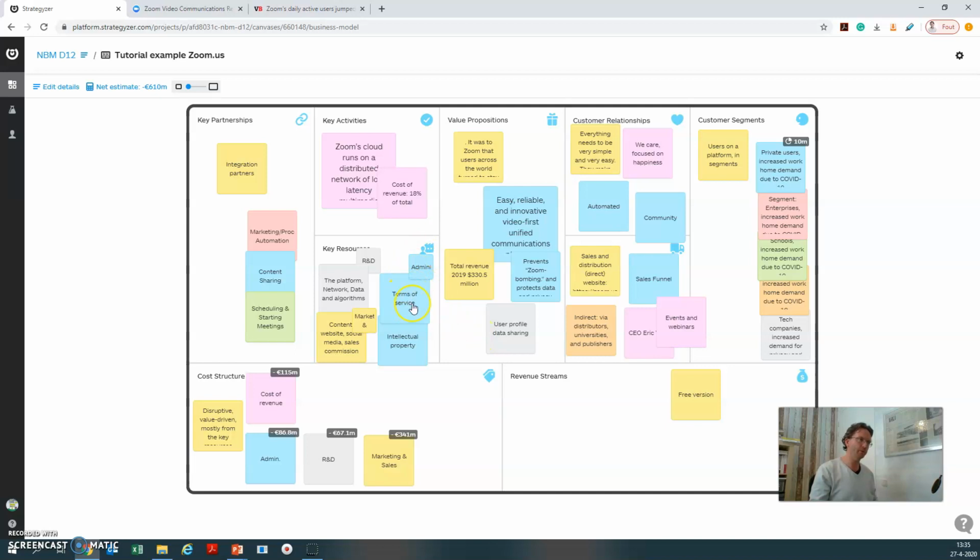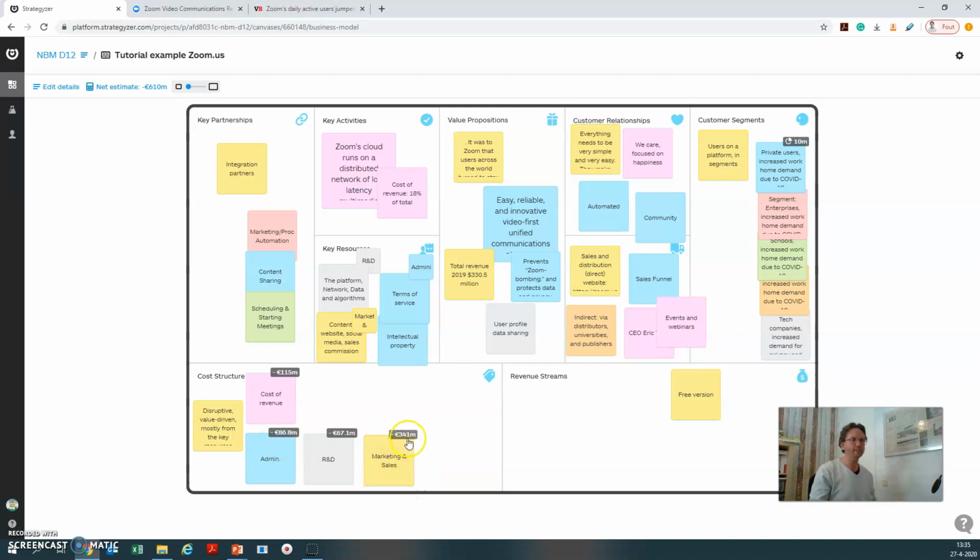And administrating. We already found out that terms and services and intellectual property are two elements that belong to this particular cost category, and we transfer them here. And you can see I transferred the numbers to the particular building blocks.